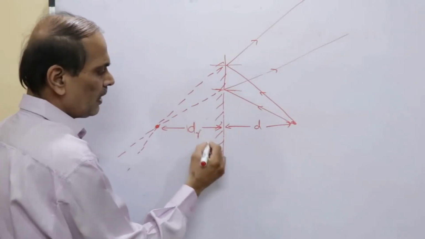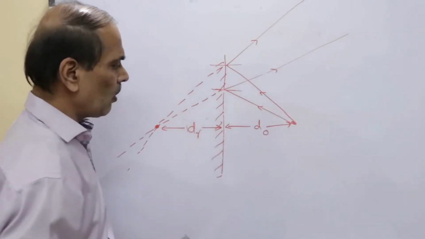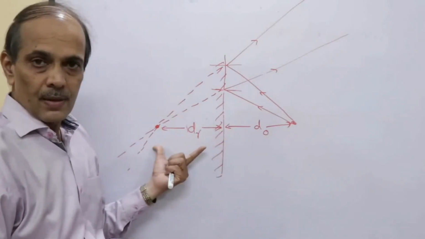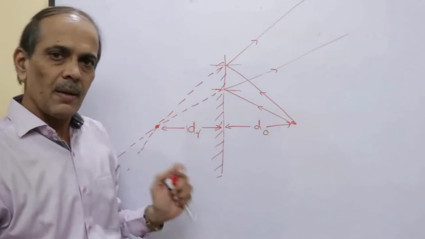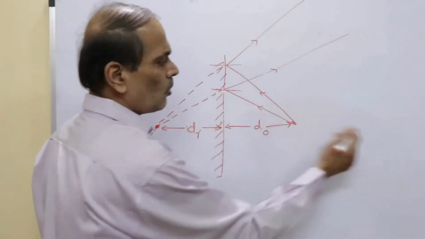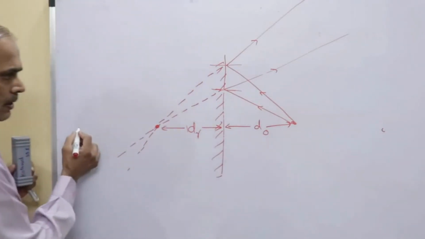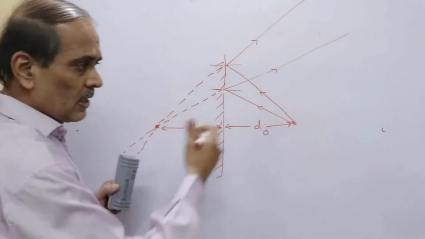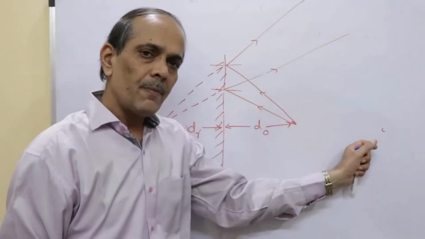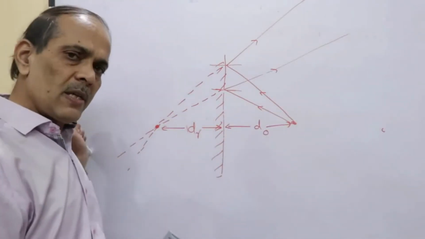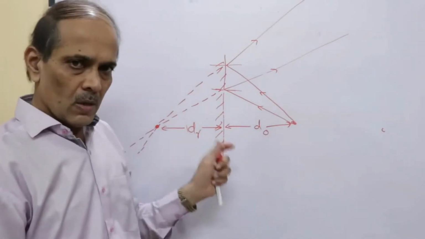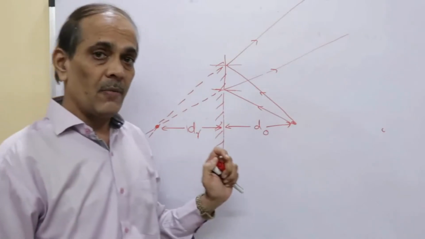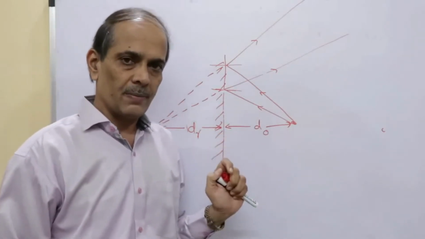The distance of the reflected image and the distance of the object are the same. This is nothing but the way an image is formed in a mirror. So if you place this object somewhere here, the image will be somewhere here. Depending on the distance of the object in front of the mirror, the image distance will automatically be the same. Okay, this is about the way an image is formed in a plane mirror.